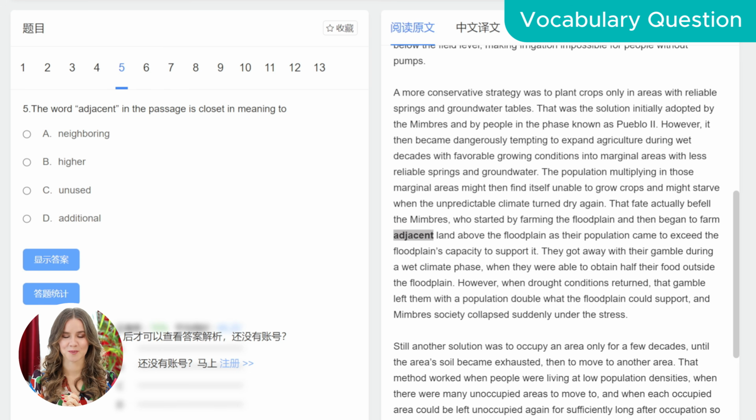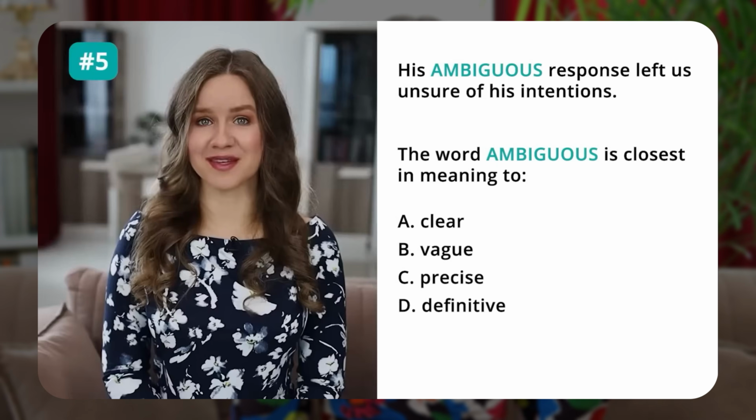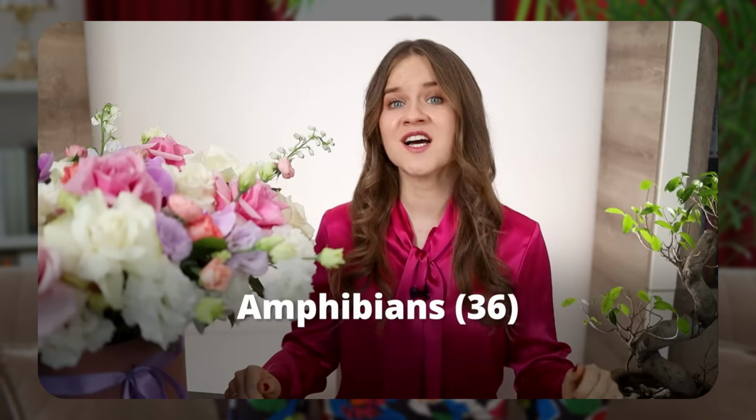Now back to the question. The word adjacent in the passage is closest in meaning to neighboring, higher, unused, additional. An adjacent room is the room next door. So adjacent refers to something that is neighboring. That's why A is correct. If you don't know this word, be sure to write it down, because once again, it's very helpful for the TOEFL test. Also, feel free to check out these videos I've made with the most common vocabulary for the TOEFL test.